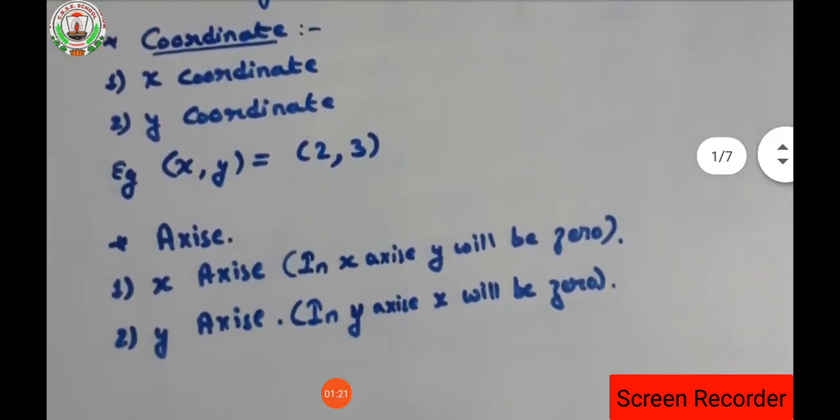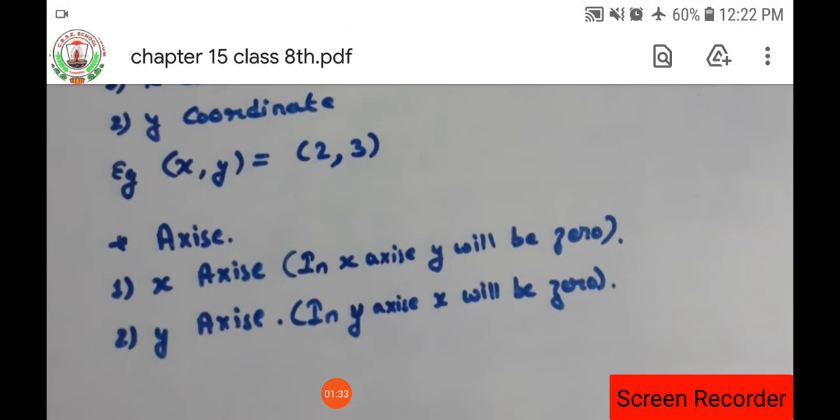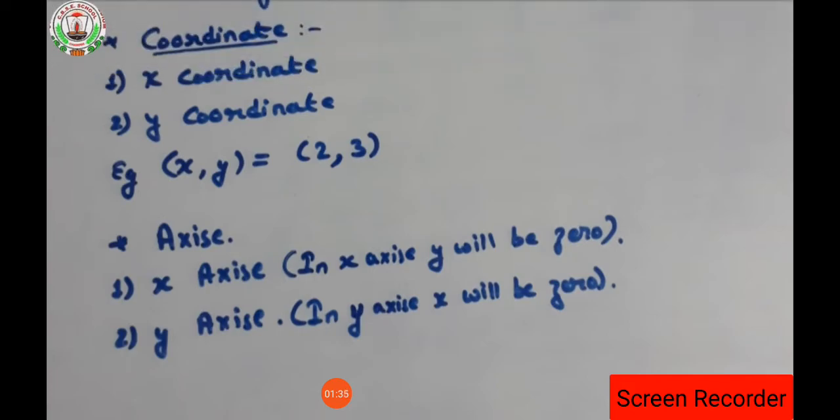Before explaining the graph, there are two types of coordinates. First is the x coordinate and second is the y coordinate. So (x, y) equals (2, 3), where the x value is 2 and the y value is 3. These are called coordinates. With the help of these coordinates we are going to plot the linear graph and the line graph.